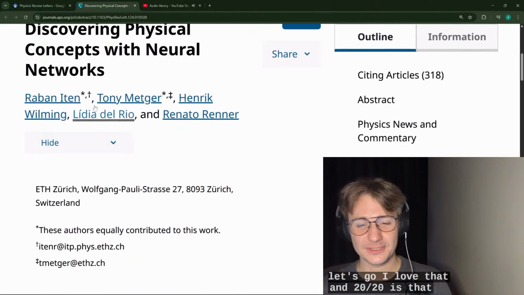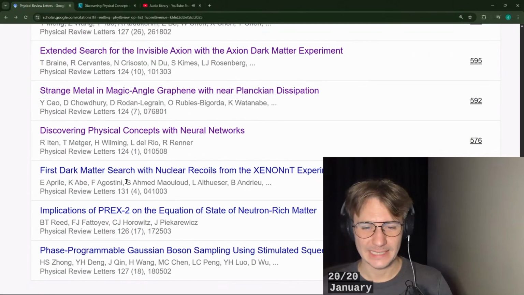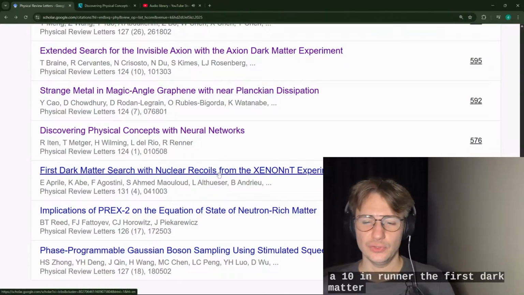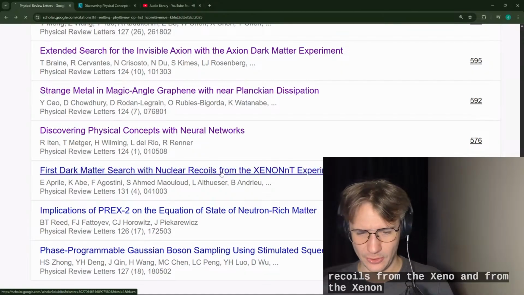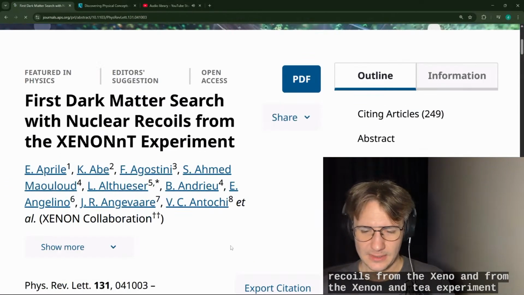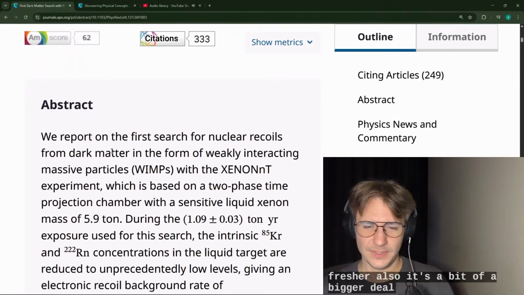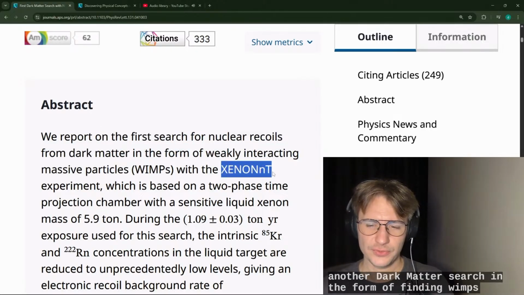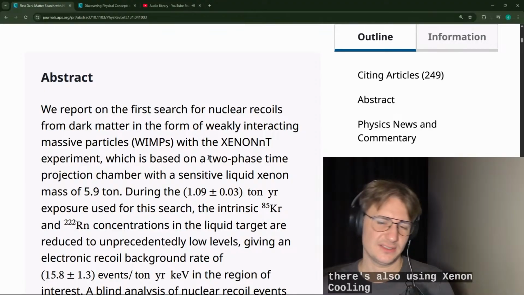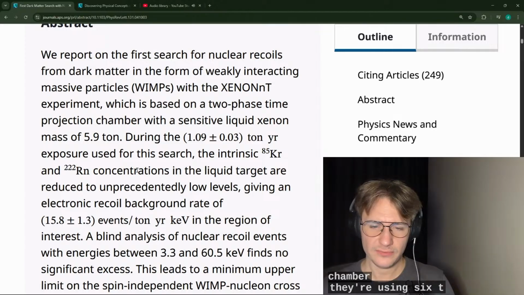2020, is that right? Yeah, 2020. January. Etienne and Renner. The first dark matter search with nuclear recoils from the Xenon NT experiment. Let's see, published 2023, a little fresher. Oh, so it's a bit of a bigger deal. But it's just another dark matter search in the form of finding WIMPs. There's also using xenon cooling, two-phase. It's another two-phase time projection chamber. They're using 6 tons of liquid xenon mass.